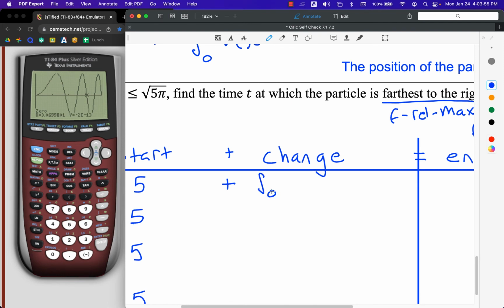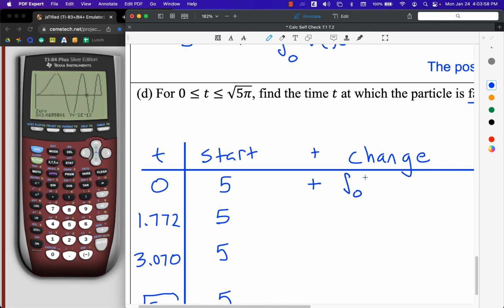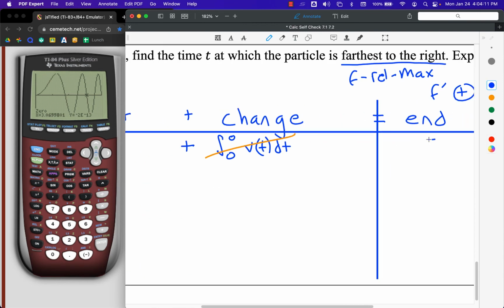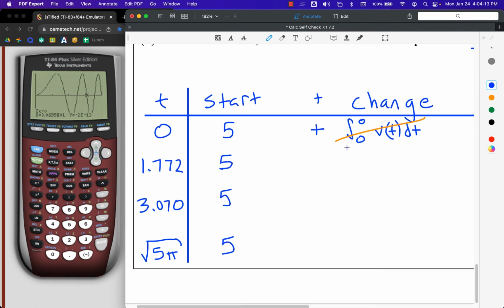Integral, yes, between 0 and 0 of velocity, v of t dt. Okay, well, that's silly. I'm going to cross it out in like a yellow color. That's silly. When you have the same bound, it's always going to be 0. Guess what? 5 plus 0 is 5. New facts with Mr. Sindel.